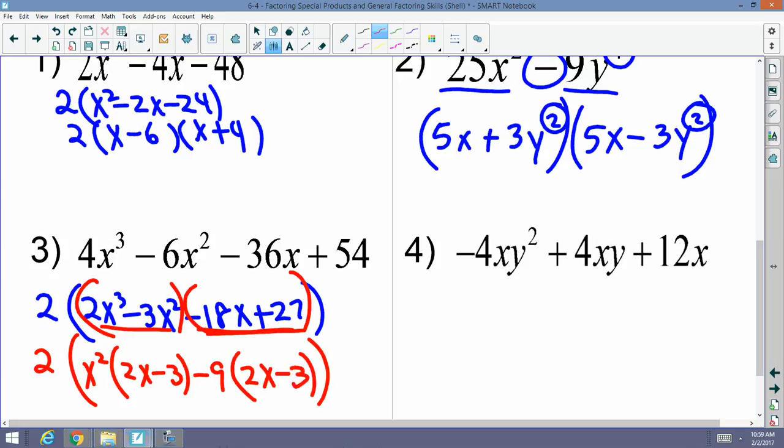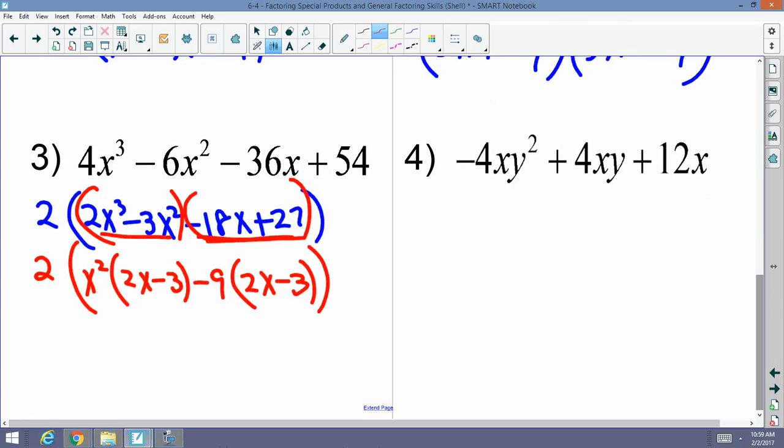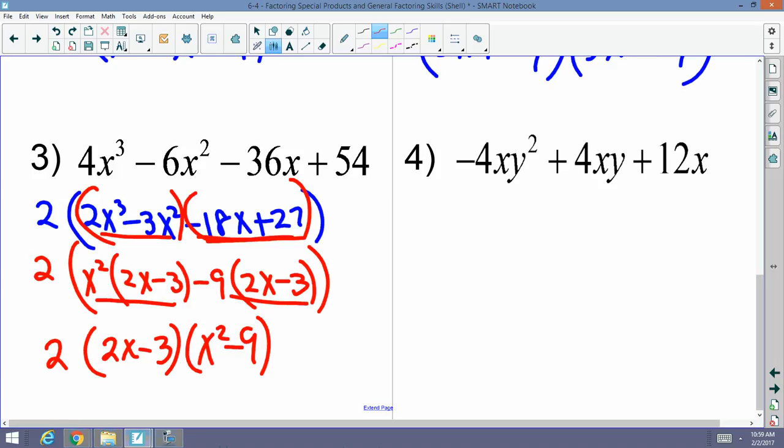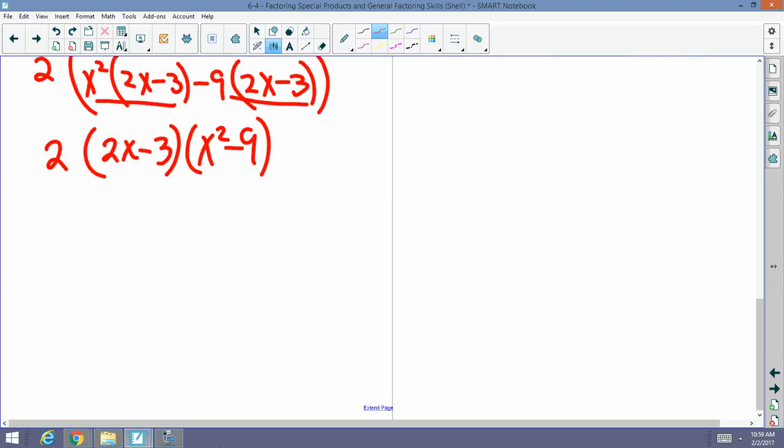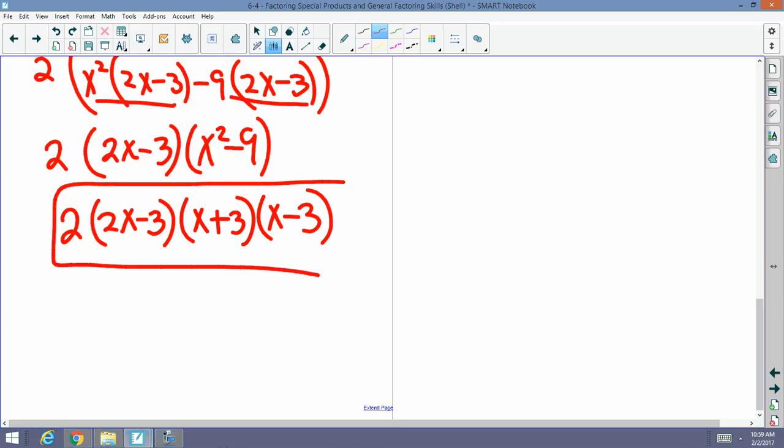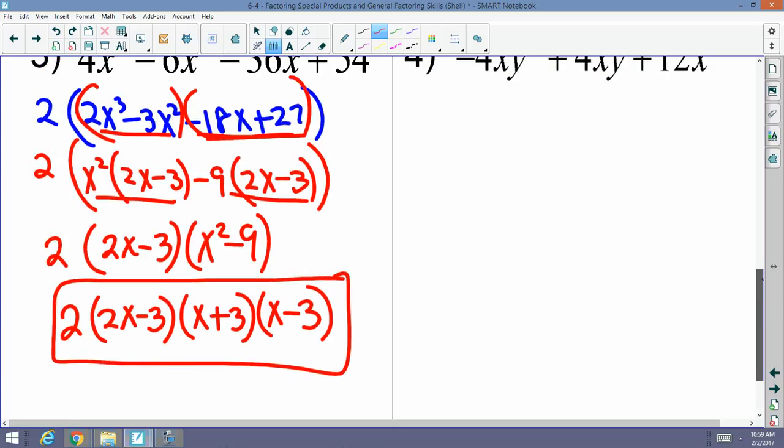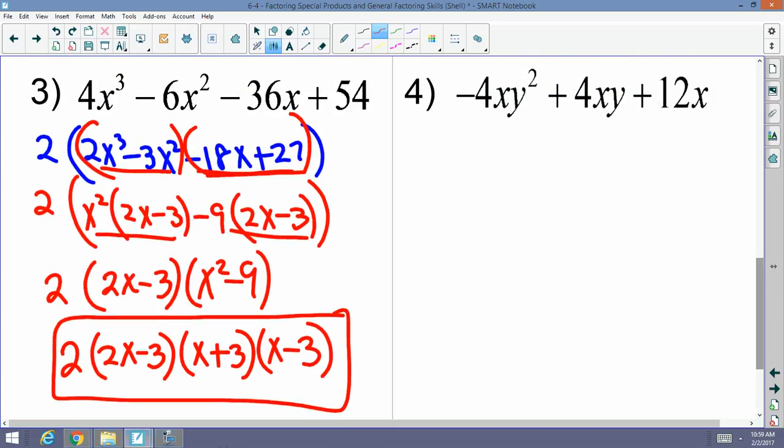But then, check it out. This is a 2 times. I factor out a 2x minus 3, correct? And I have a leftover of x squared minus 9, correct? Well, guess what? I'm not done. Because I have a difference of squares here. So this is 2 times 2x minus 3 times x plus 3, x minus 3. That's where the magic happens, when I have multiple factoring techniques in one question.